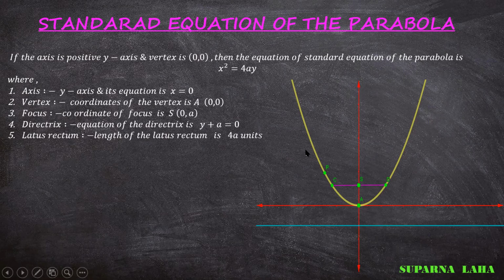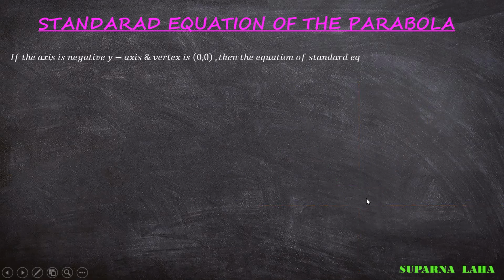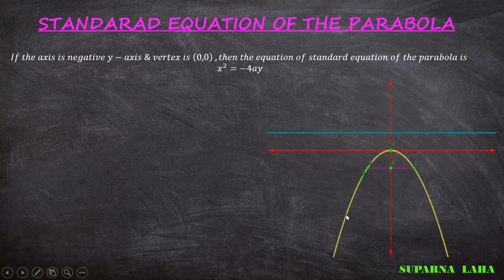Now if this parabola is facing downwards, that is, the axis is the negative y-axis and the vertex is the origin, 0, 0, then the standard equation of the parabola is given by x square equals minus 4ay. When it is minus 4ay, the parabola is facing downwards. Here A is the vertex, S is the focus, CD is the length of the latus rectum, and this line is called the directrix.